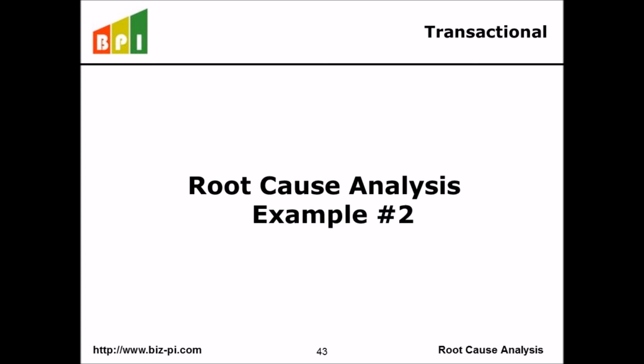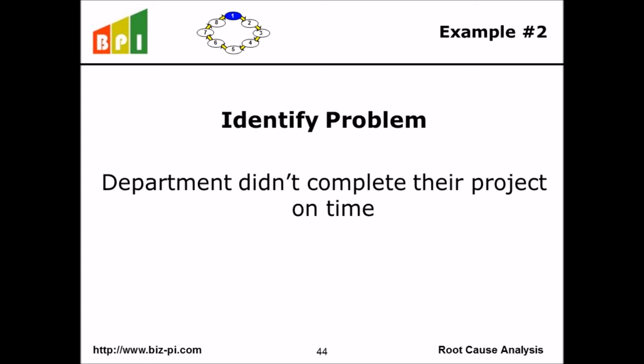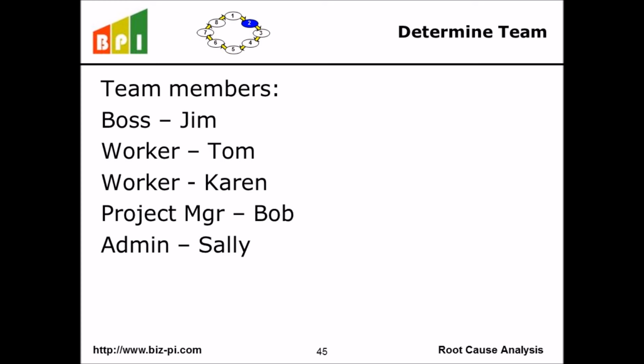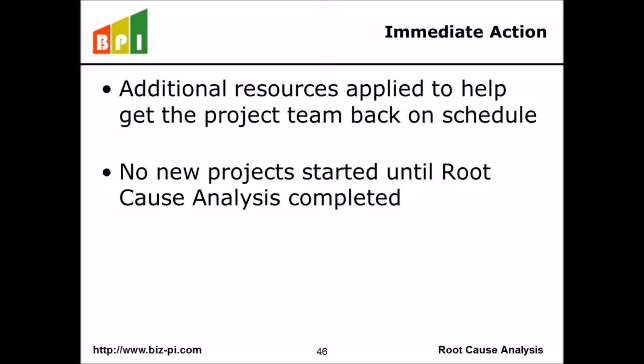Here's a second example, this one geared towards transactional or office-related processes. The problem is the department didn't complete their project on time. Here are the team members. In step 3, we apply the immediate action. The team applies additional resources to get the team back on schedule, and no new projects were started until the root cause solution of this project was completed.